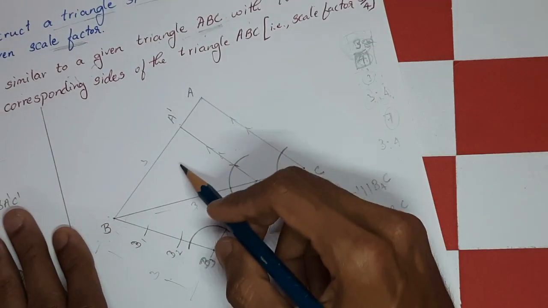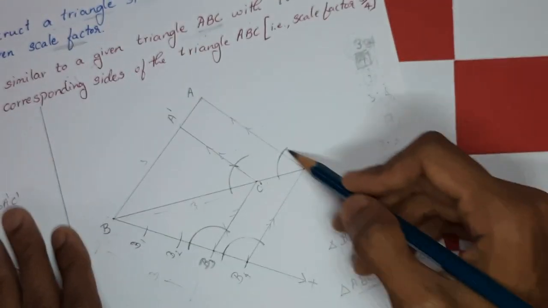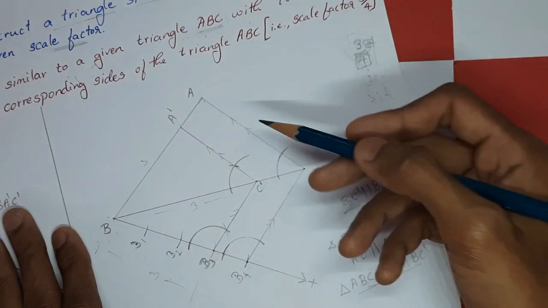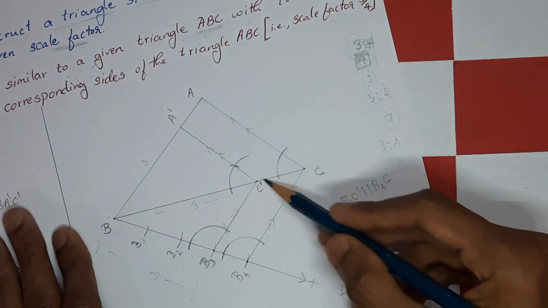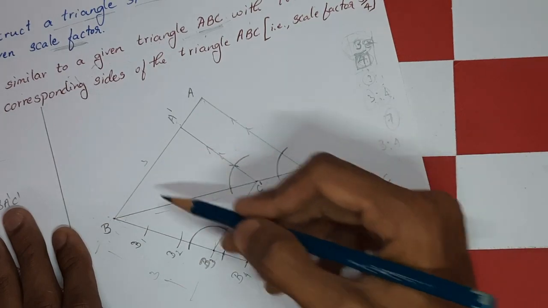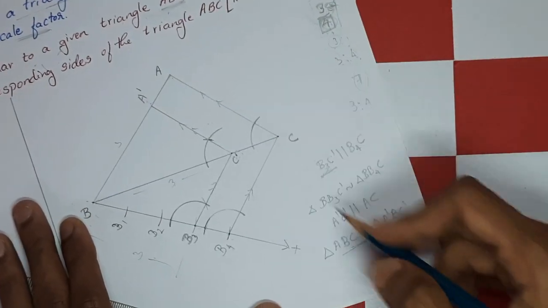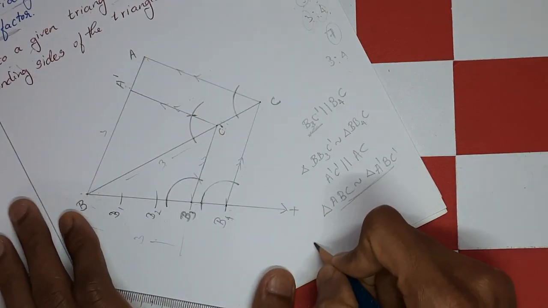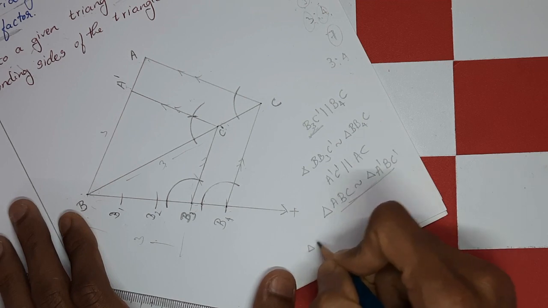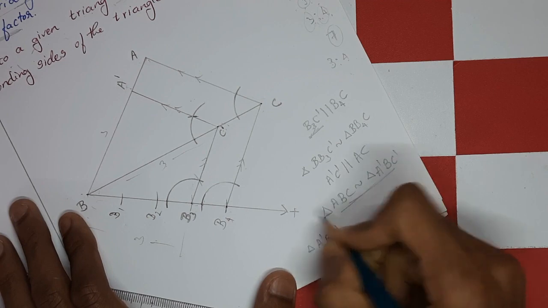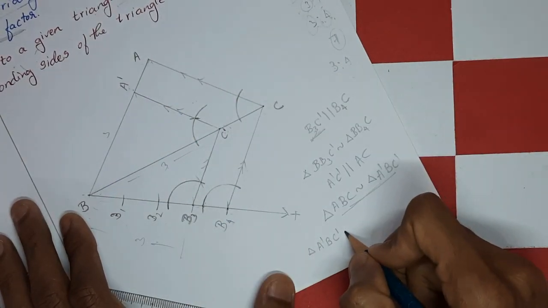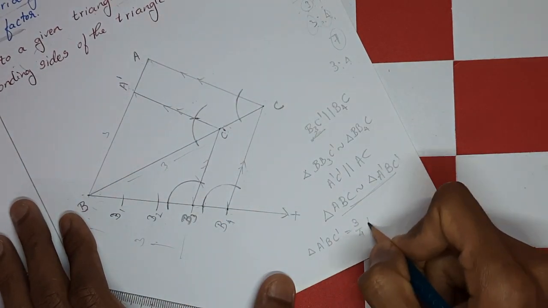This is in the form of 3/4. If you consider this whole triangle 4/4, that means 1. The small triangle we got, A dash B C dash, is 3/4 of that triangle ABC. So I can write it down: triangle A dash B C dash, this one small triangle, is 3/4 of the triangle ABC.